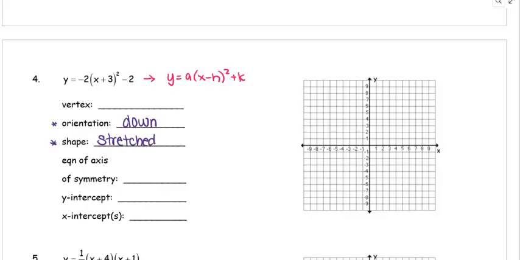We know what our vertex is. Our vertex is -3, -2. Again, it's the exact same thing it was for our absolute value. And since we know the vertex, we also know what the equation of the axis of symmetry is. x is equal to -3. So I'm going to plot that vertex. I know it's right there.